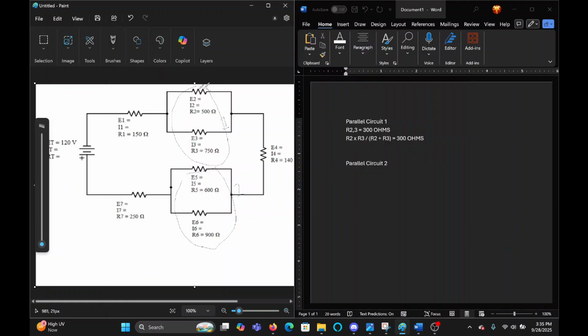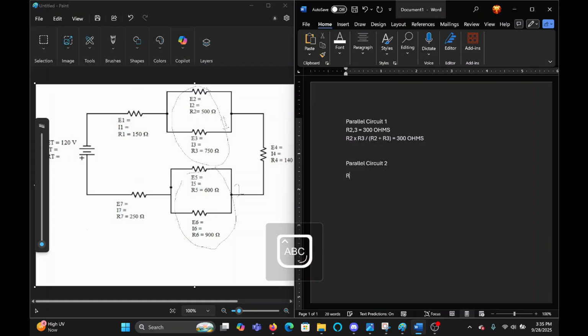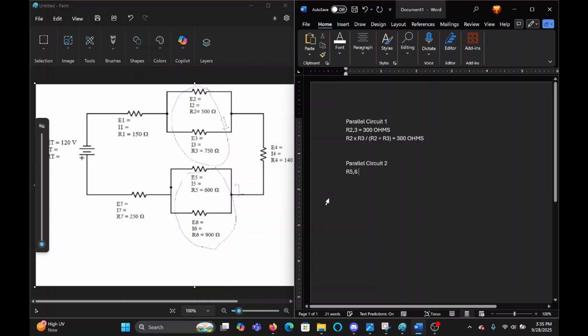So to begin with, we started off with parallel circuit 1 here. We solved for R2 and 3, and now we're going to parallel circuit 2. What we're going to solve for is R5 and 6. So we're going to have to figure out what that's equal to. We're going to use the same formula right here.